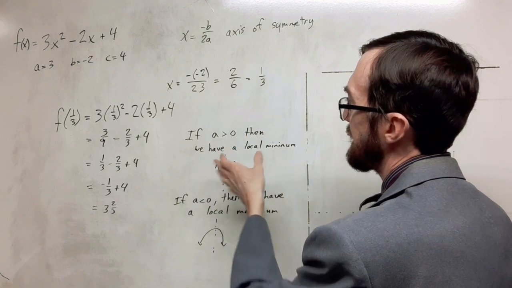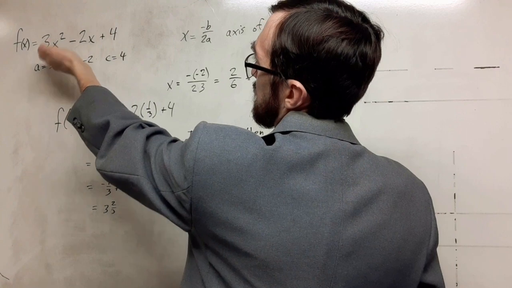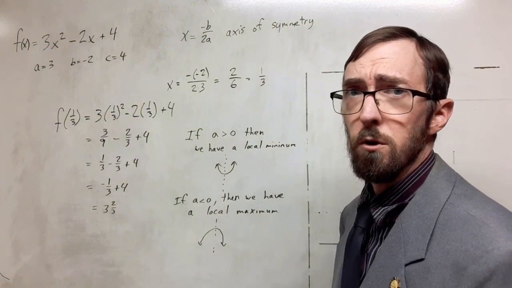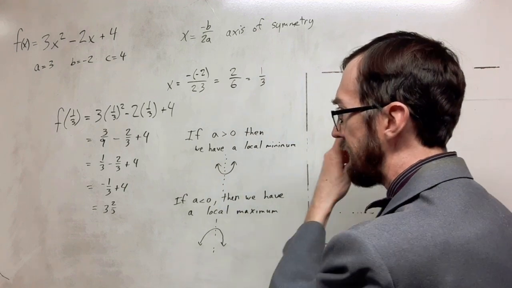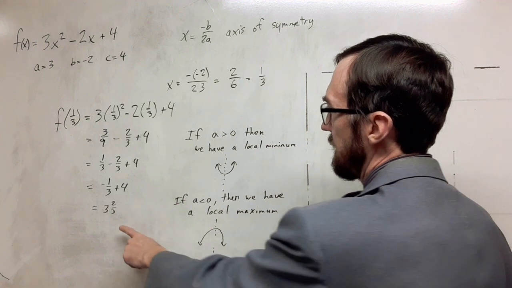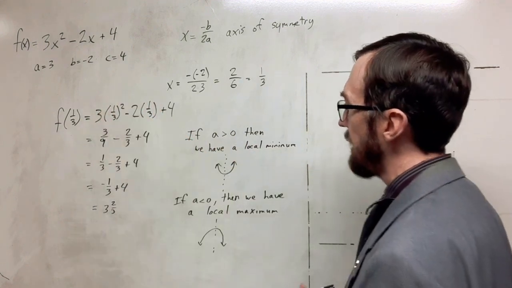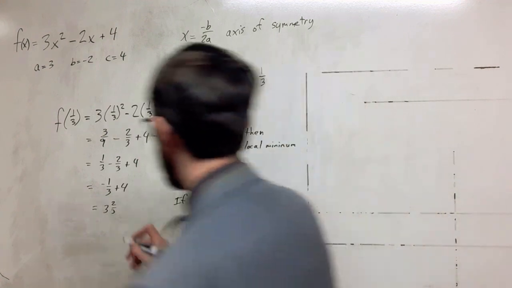We will not have a equal to 0, because if a was equal to 0, the x squared term would disappear, and this would leave us with a linear function, and it would no longer be a parabola. So these are the two cases that we will have for a. Now that we've identified this, looking back, a is positive, so we have this case. So this is a local minimum.